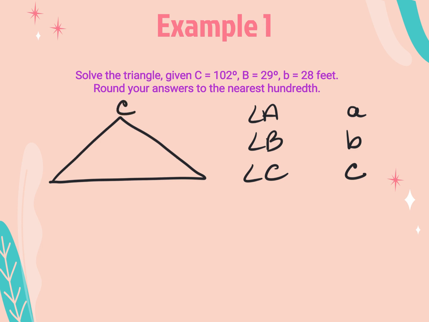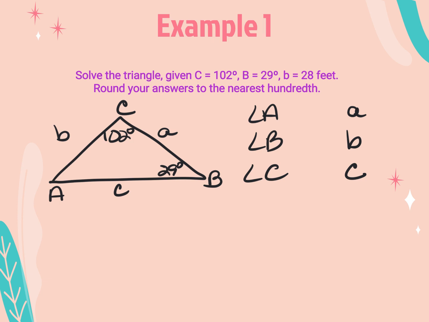They gave me angle C, it's 102. They gave me angle B, it's 29. And then they gave me angle A. They did not give me an angle A. I got to find that. Now, it doesn't matter where you put the A, B, and C. What's important, though, is where you put the side length letters. Remember, lowercase letter a is across from angle A. Lowercase letter b will be opposite angle B. And lowercase c across from angle C. This will be important.